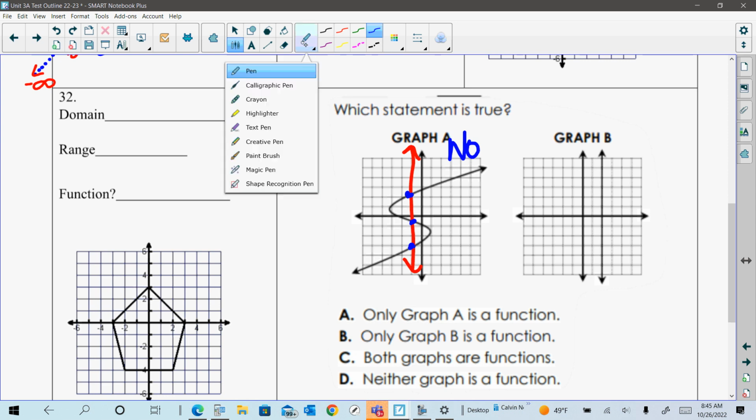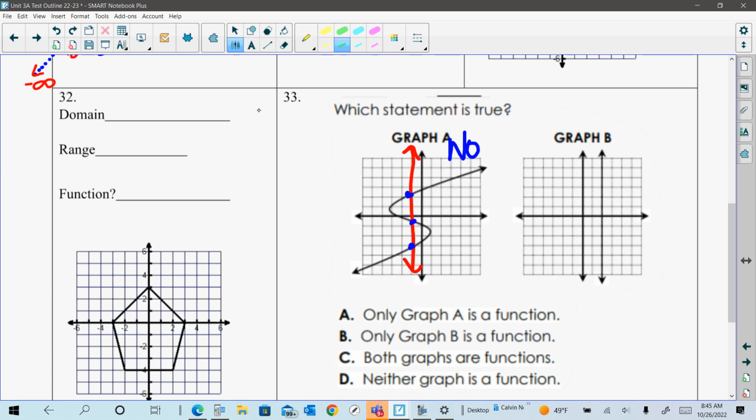All right. The function of graph B is this, not that line, sorry. It's this horizontal line right here. So would that line be a function? That is a no again. It's going to touch everywhere. If I drew a line there, it touches everywhere. So the answer was what? D. Yes, very good. D. Thank you.